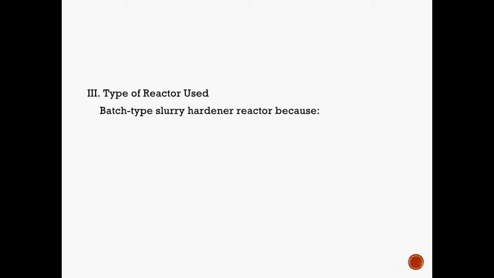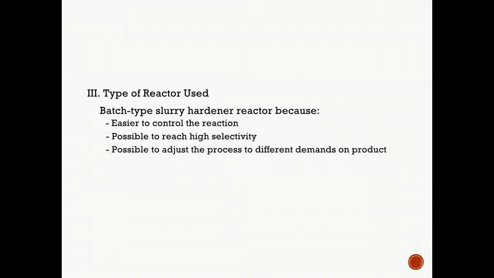After we have learned about the catalyst, next let's talk about the type of reactor. For the process, a batch type slurry hardener reactor is used. The reason is that it is easier to control in a batch reactor. It is also possible to reach high selectivity and to adjust the process to different demands on the product.